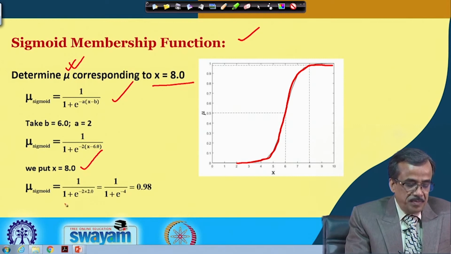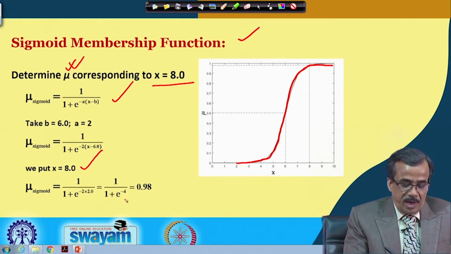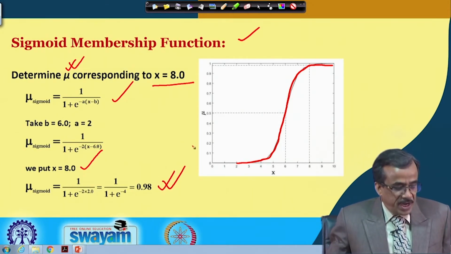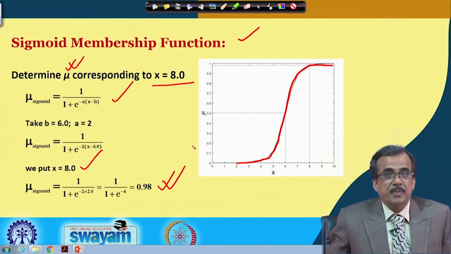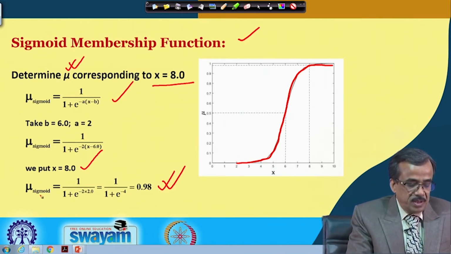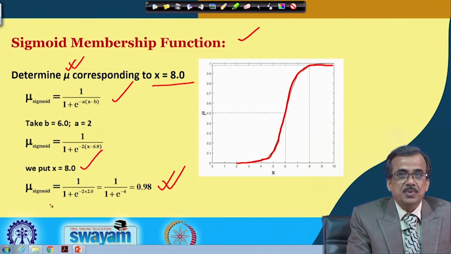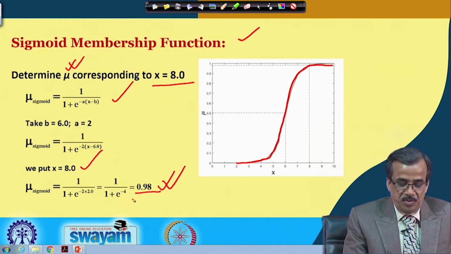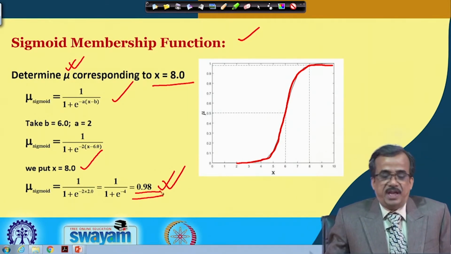You will be getting mu sigmoid is nothing but 1 divided by 1 plus e raised to the power minus 2 multiplied by 2.0. So, this is nothing but 1 divided by 1 plus e raised to the power minus 4, and that is nothing but 0.98, corresponding to x equals 8.0. So, we are able to find out the value for the mu for the sigmoid membership function distribution, and that is coming to be equal to 0.98.